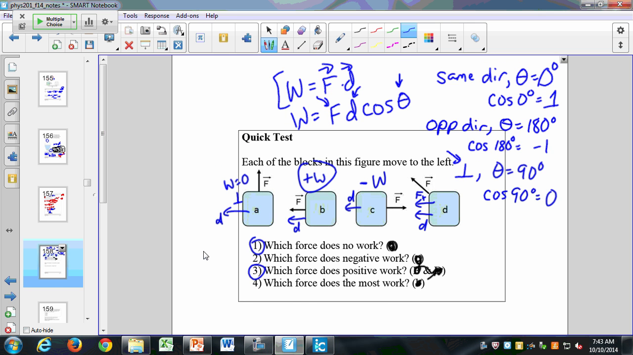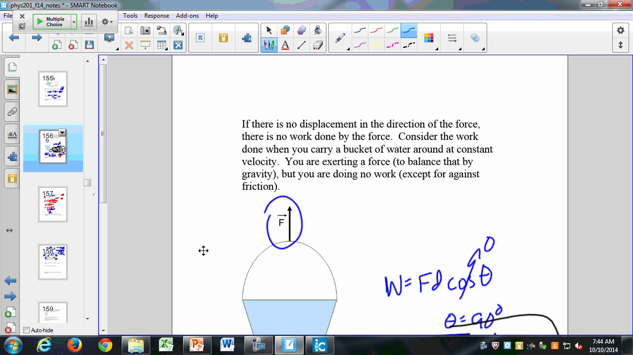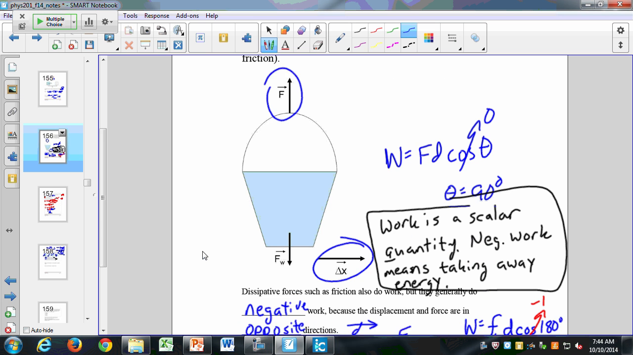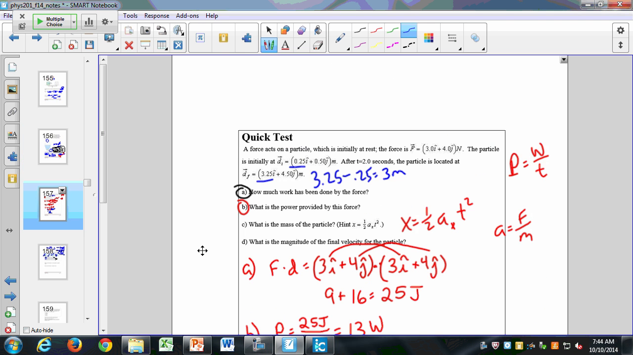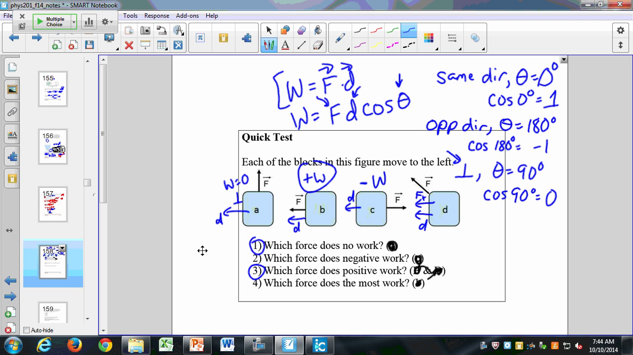I'm not sure if we've talked about this. Let me go back up and look for a second. Yeah. So negative work means taking away energy. Remember, work is a scalar quantity, right? So whenever we have a negative, it doesn't mean that it's in the negative direction, because it doesn't have a direction. It means that you're taking away energy. So if something's moving and you apply a force to it to stop it, you're taking away its kinetic energy, and that means that you've done negative work on the object.